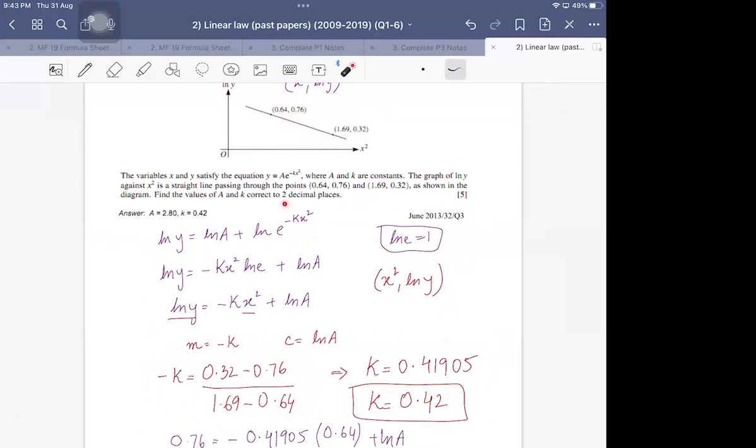Although I had to give the answer of k in 2 decimal places. So even in the working, it's always recommended that the accuracy of the working has to be 2 accuracy higher than the accuracy of the answer.